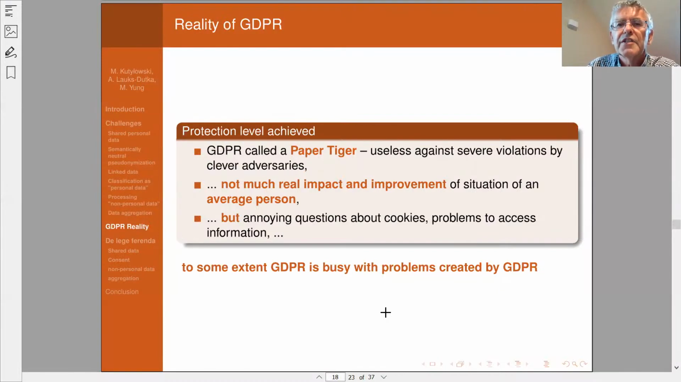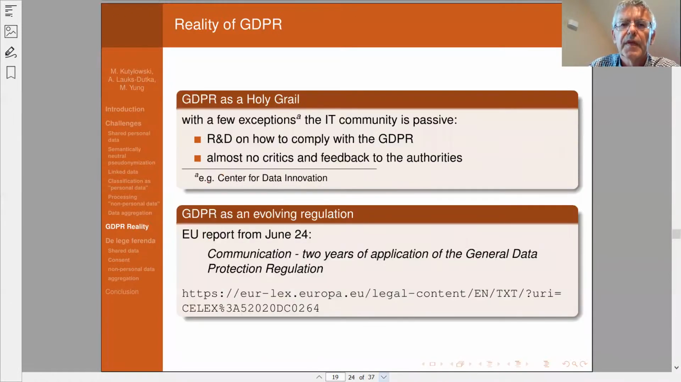So the protection level achieved, well, some people say that it's a paper tiger. It does not contribute a lot, but on the other hand, we have a lot of problems, costs, and also annoying the users with some questions over and over the same again. So on the side of research, holy grail. GDPR is a holy grail, and people start to think how to comply with GDPR, and almost nobody asks, does it make sense?